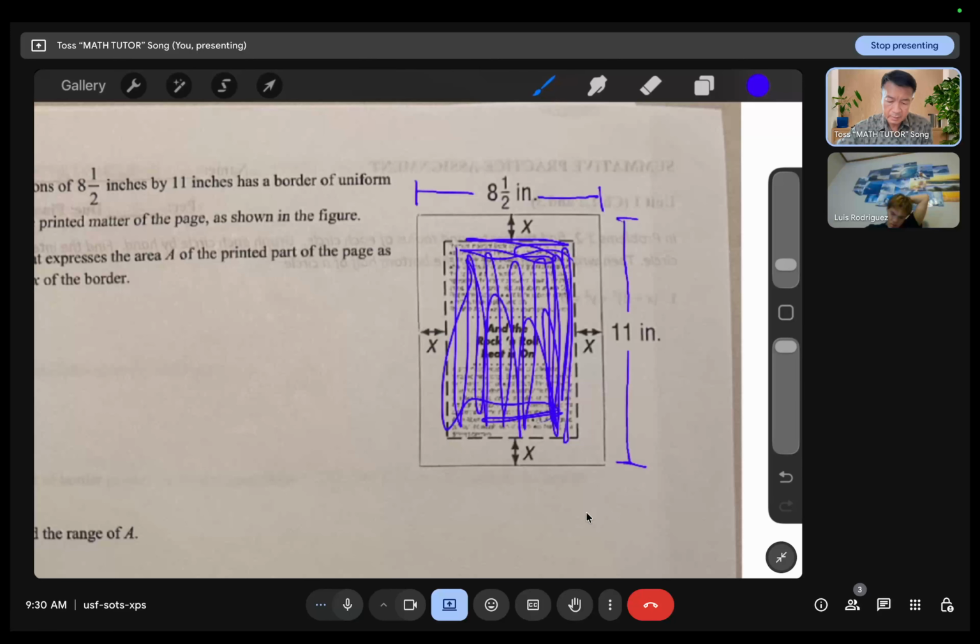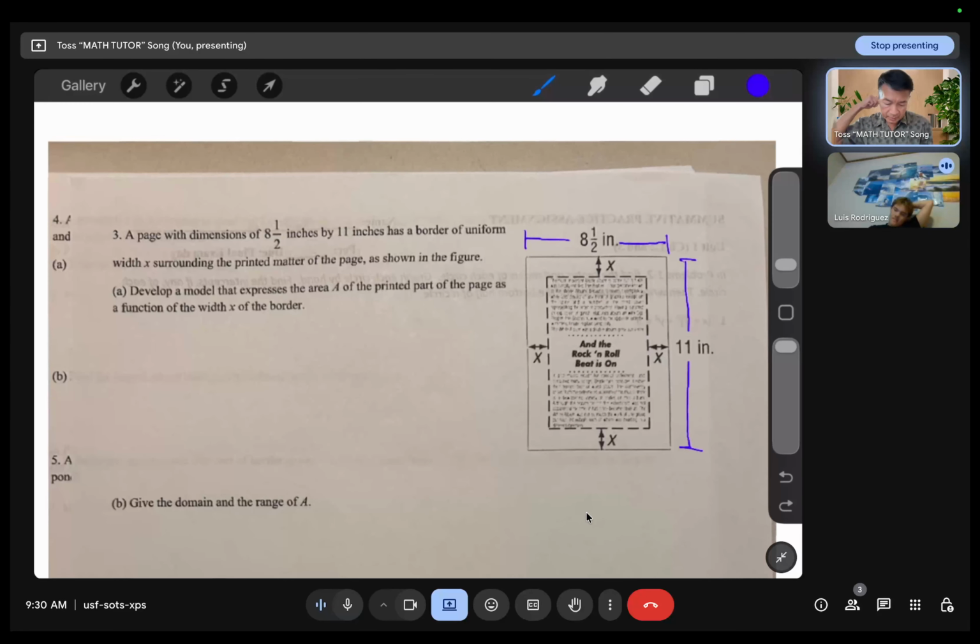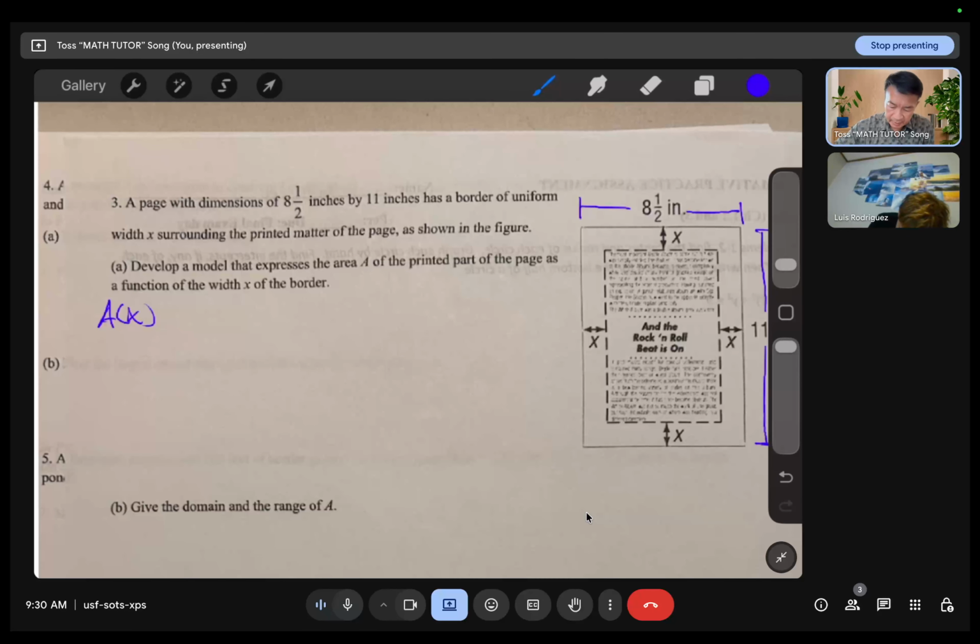Is that okay? Do you understand it? So we'll do that. Okay, we'll do that. So you're going to do A of x. This is your objective, so I'll leave it. Okay, I guess we can just go at it right away.